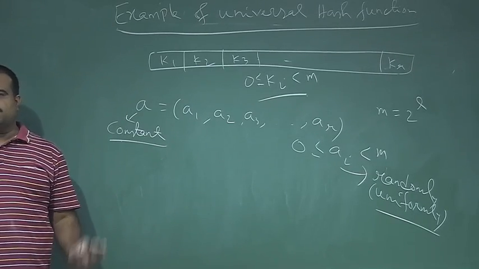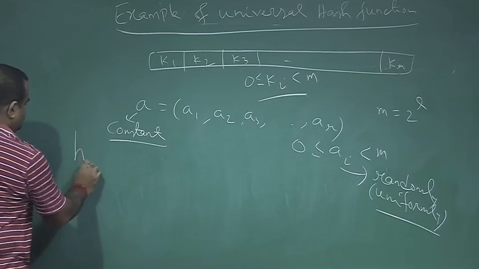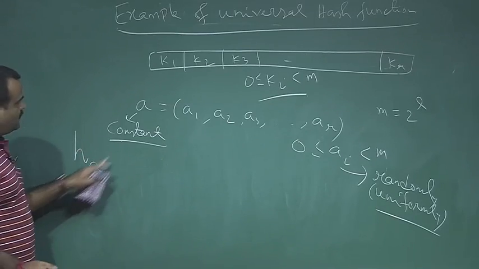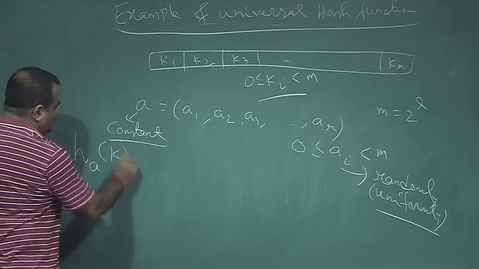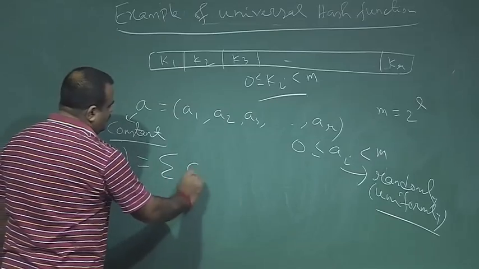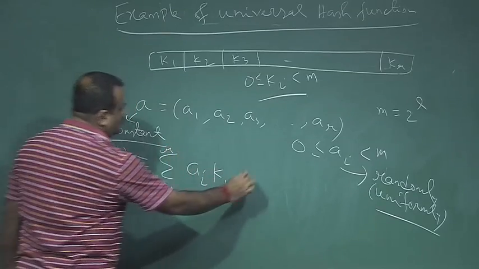Now, we will use this to construct a hash function, and that hash function is denoted by h of a, because this will depend on this constant a. Okay. So, h of a of k is basically the summation of a i k i, for i equal to 1 to r, mod m.